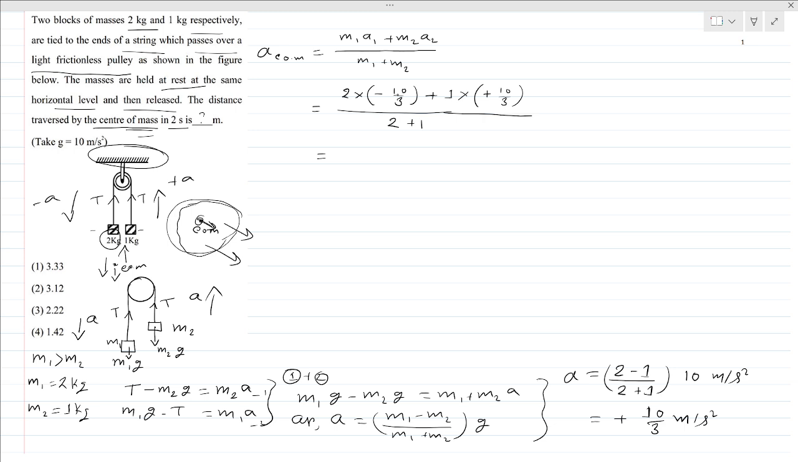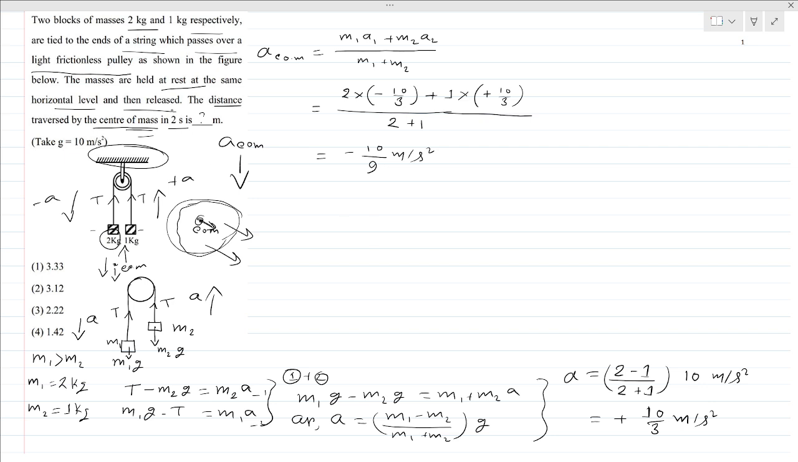As you can see, if we take 10 by 3 common from both terms, then it will be minus 10 by 3 times (2 minus 1), over 3, which gives minus 10 by 9 meter per second square. So we can say the acceleration of the center of mass has a value of minus 10 by 9 meter per second square, and the minus sign signifies that the whole system is moving towards the 2 kg. That's why the acceleration of the center of mass, a_CM, will be in the downward direction.